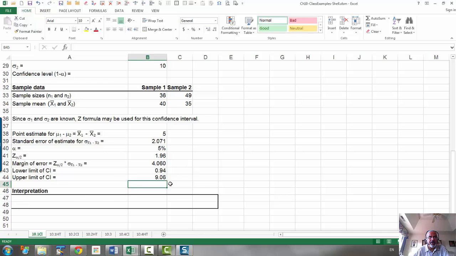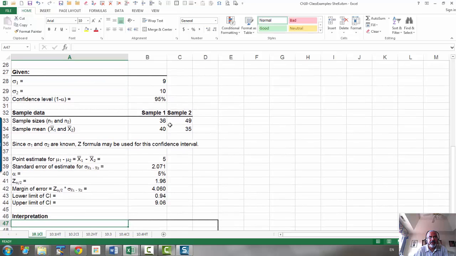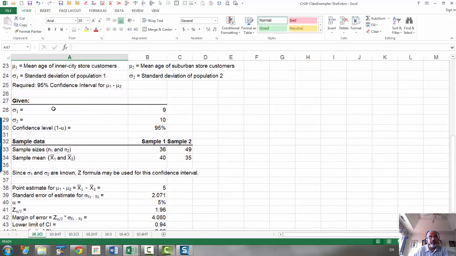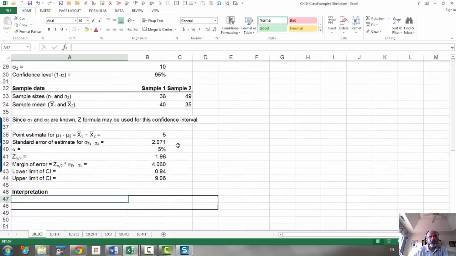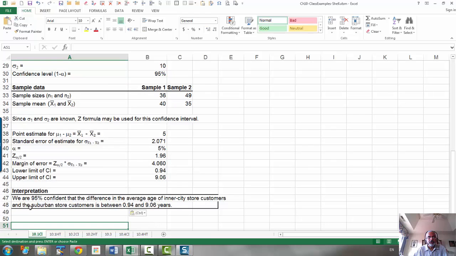So now we need to interpret. We are 95% sure, 95% being the confidence level. So the confidence level here is 95%. If you enter it as 95% here, alpha then is 1 minus that 95%. So we are 95% confident that the difference in the population means, mu sub 1 minus mu sub 2, that is, the difference in the age of customers shopping in the inner city store and the suburban store, will be between 0.94 and 9.06.